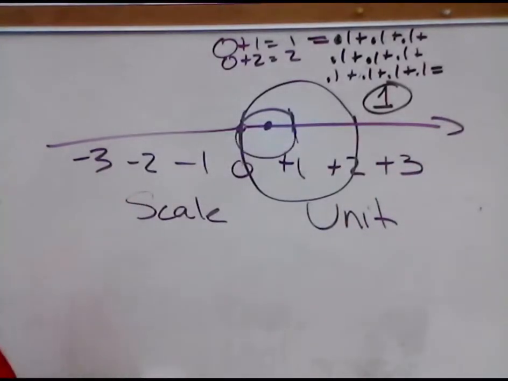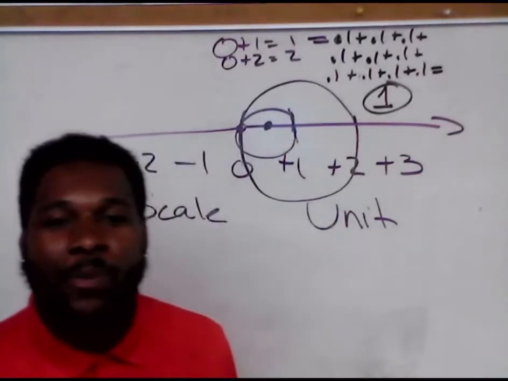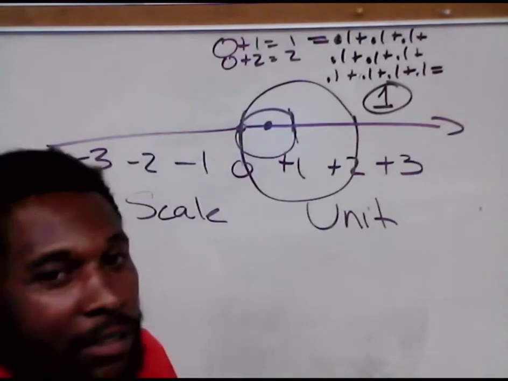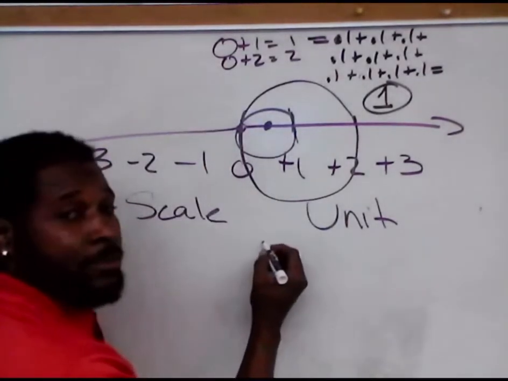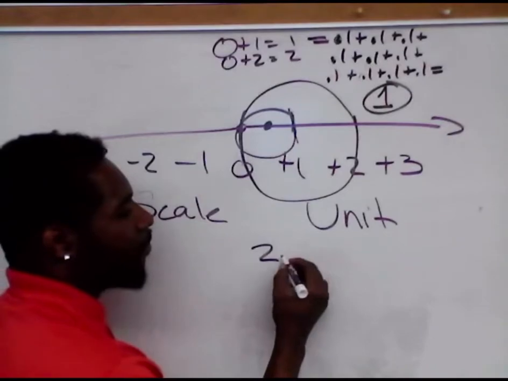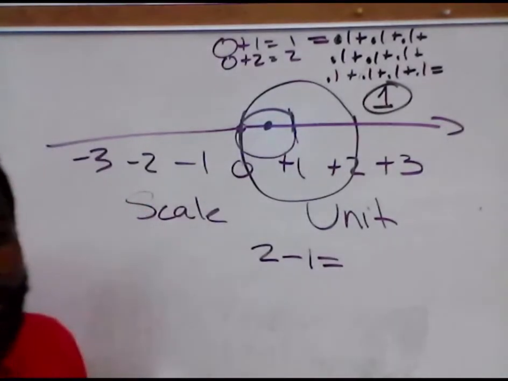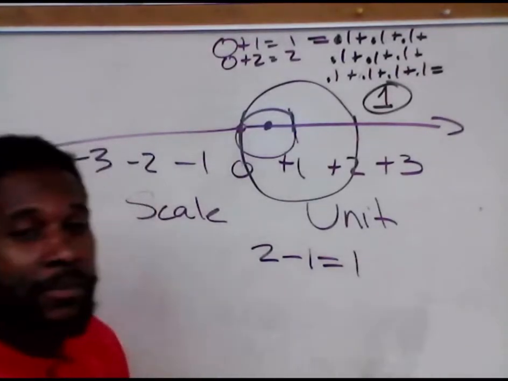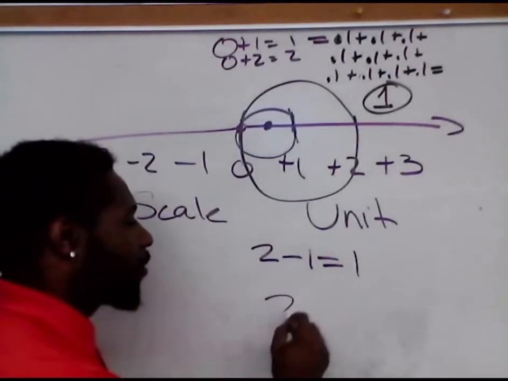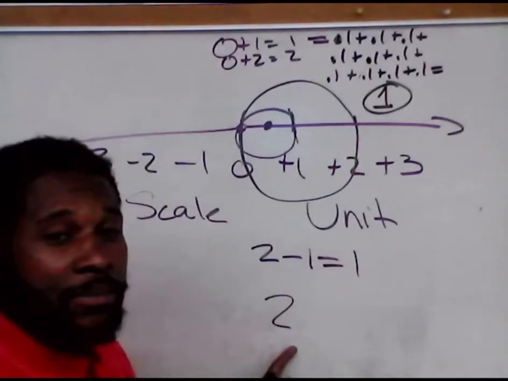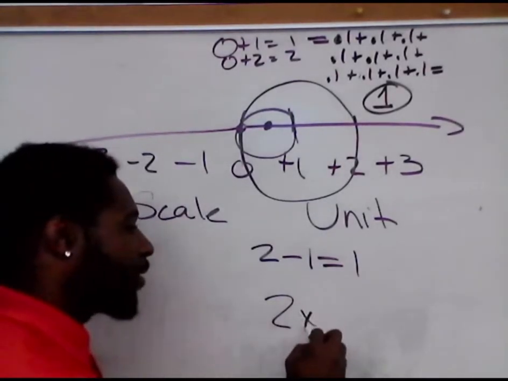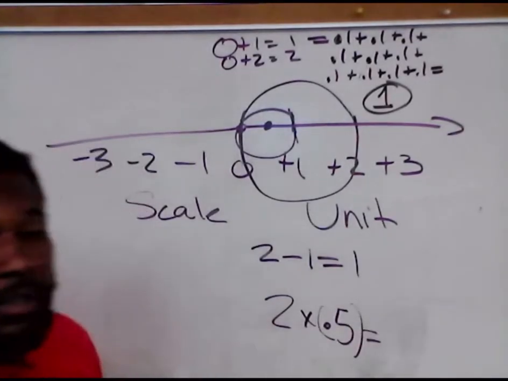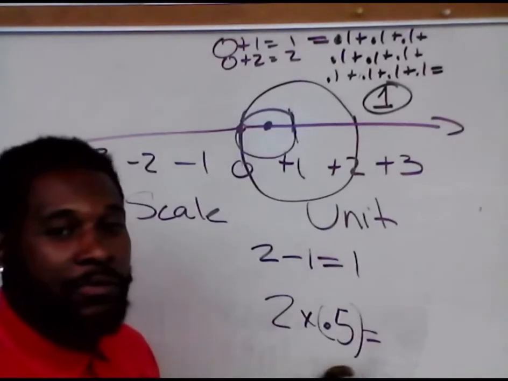Now, here's the beautiful thing about this. This is probably a little bit more than what we need, but it's good visually. 2 minus 1 equals what? Hopefully you said 1. 2 multiplied by 0.5. Or in other words, what's half of 2?